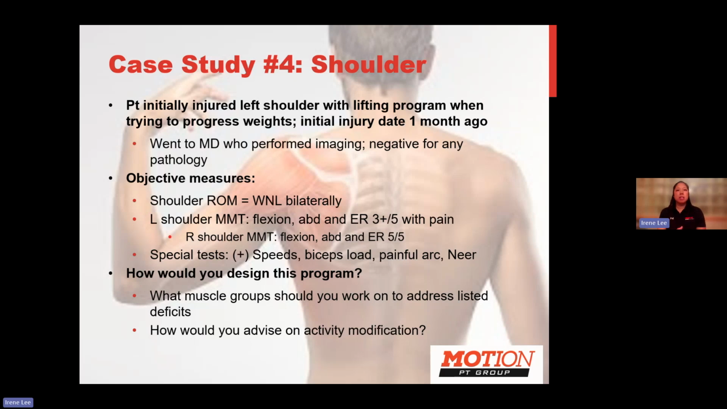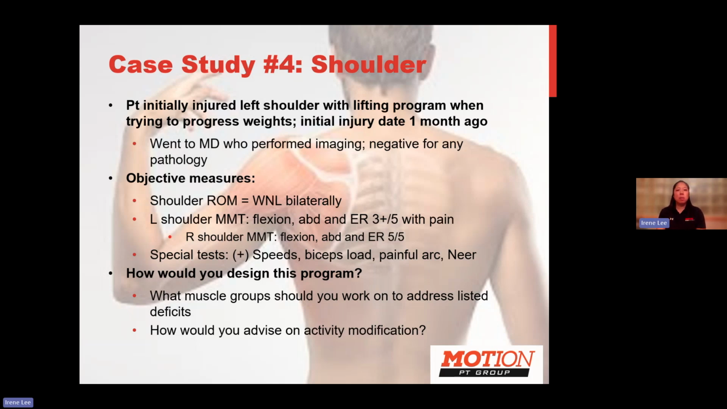Okay, so this patient initially injured his left shoulder with a weightlifting program. He was trying to progress his weights, did it way too fast, and then he says, "I thought my shoulder was just sore, and it just never went away." This is about a month ago. He went to the MD, who performed imaging, negative for anything. Nothing's torn, nothing's dislocated, no nerve damage. The range of motion is within normal limits. Everything is equal. It's probably better than mine.